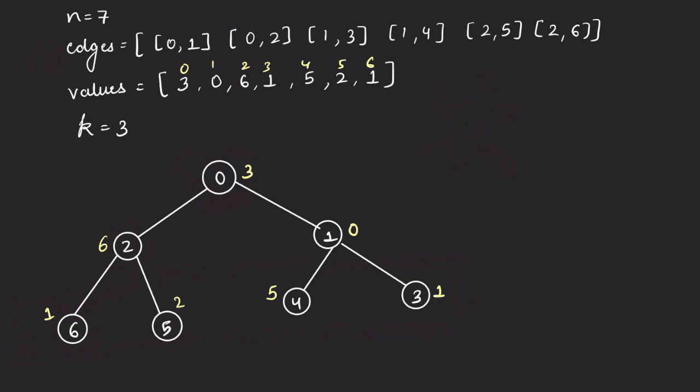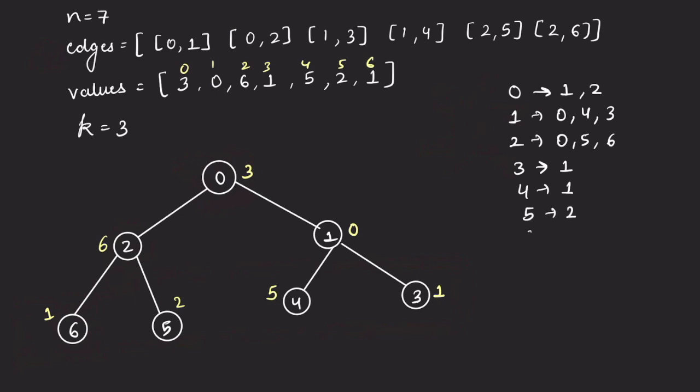Okay, node 0 is connected to node 1 and 2. Node 1 is connected to 0, 4 and 3. Node 2 is connected to 0, 5 and 6. Node 3 is connected to 1. 4 is connected to 1. 5 is connected to 2 and 6 is connected to 2. This will be our adjacency list, right?